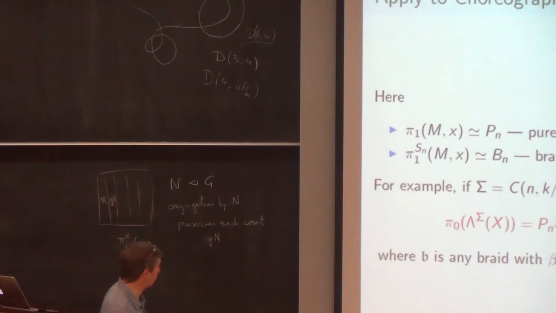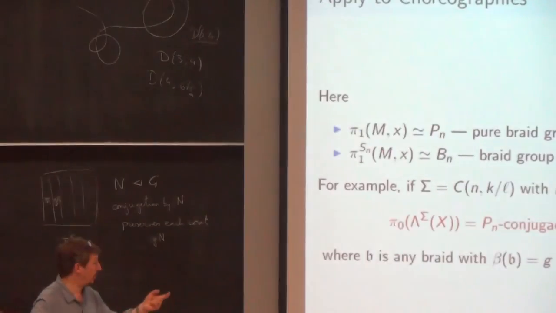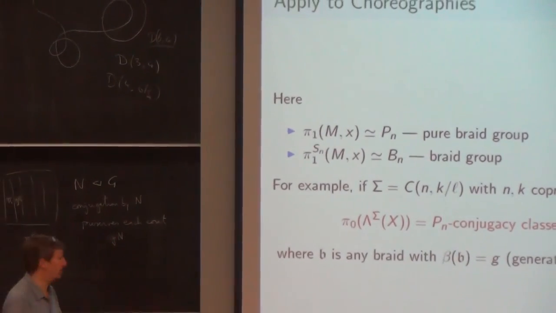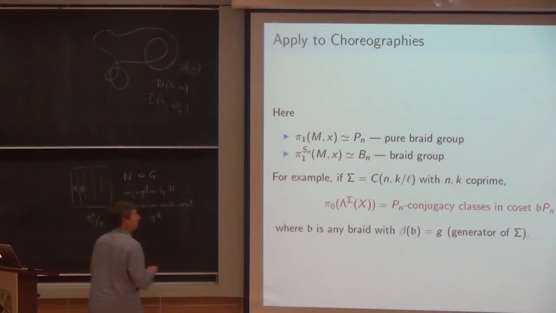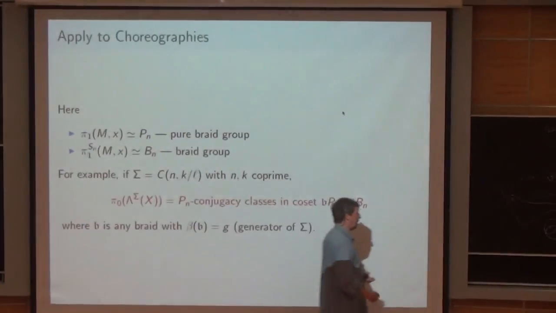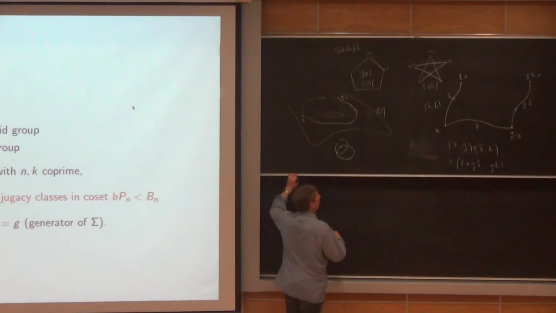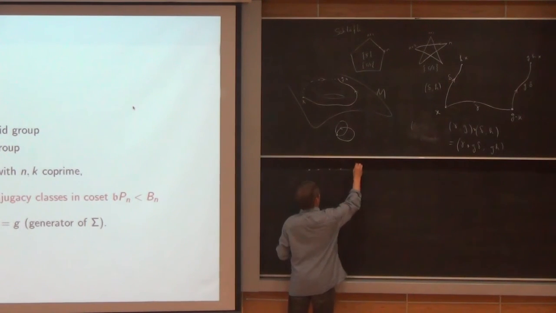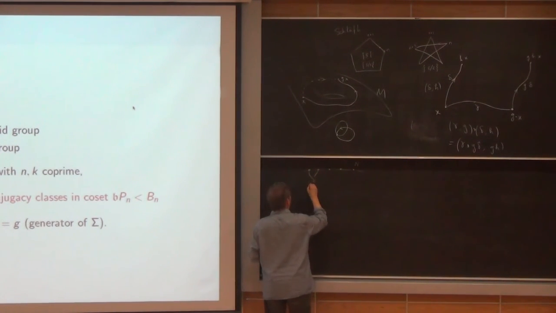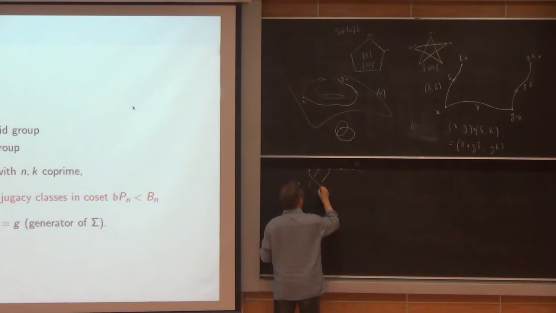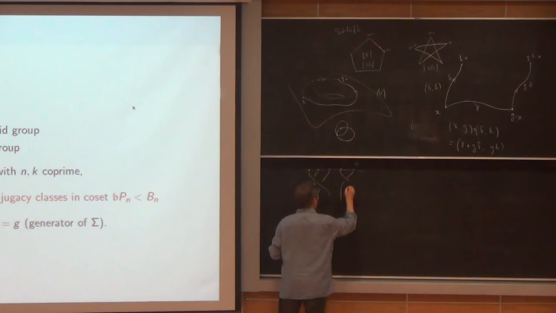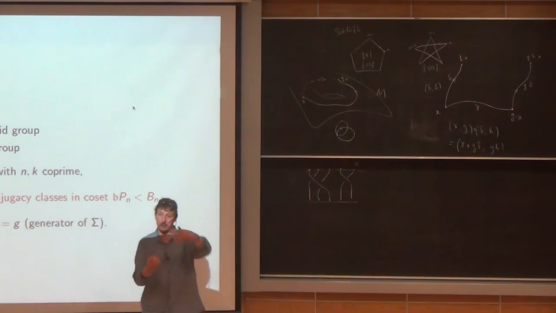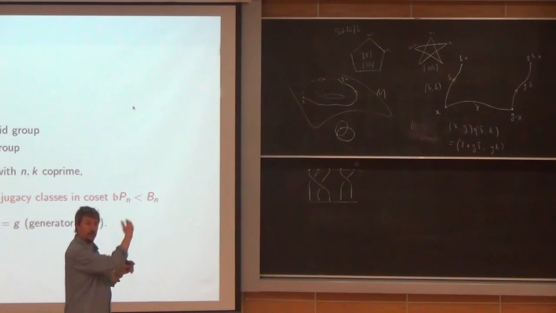I won't go into details. So pi 1 of these n particles moving in the plane is well known. It's the pure braid group. So the braid group, maybe I should remind some people what the braid group looks like. So you take n strings and you wrap them around each other. So that's a fairly simple braid, and they form a group because by composition you just draw one under the other and you compose them like that.